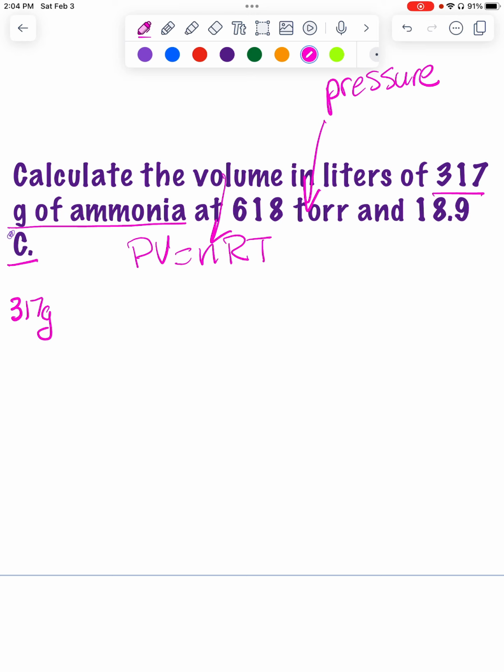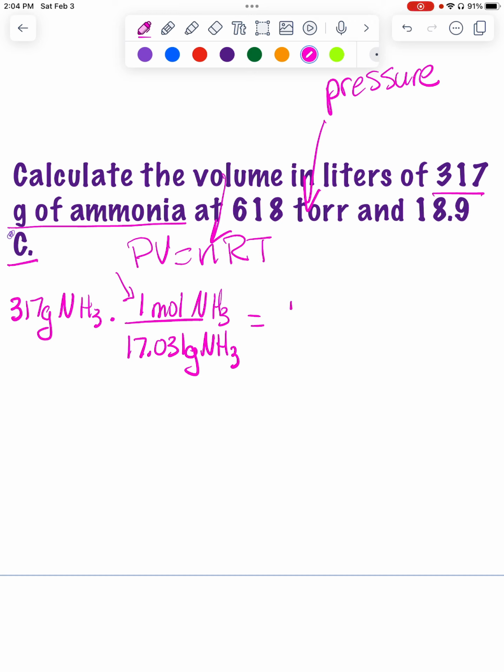317 grams of ammonia. This is one you probably ought to just memorize, and sadly, I happen to have the molar mass of ammonia memorized. You've got to get those grams to cross off. 17 grams of NH3 is only 1 mole of NH3. Don't forget, this is always going to be 1 when you're going to grams. If you're doing a mole ratio, not necessarily a 1. That will get me moles of NH3, and when you do that, you get 18.6 moles of NH3.